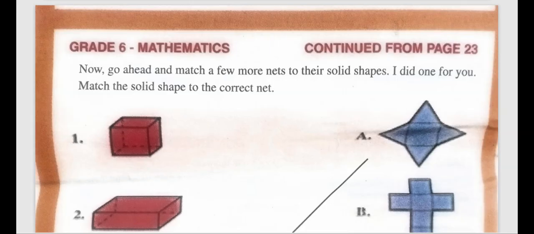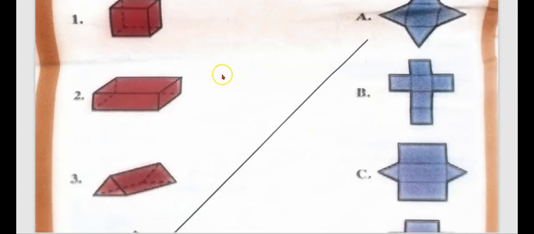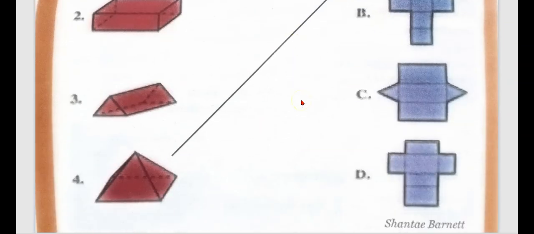So let's go to our evaluation section now. It says, now go ahead and match a few more nets to their solid shapes. I did one for you. Match the solid shape to the correct net. So here we go with number 1. Okay, so let's look at the one that they did first.